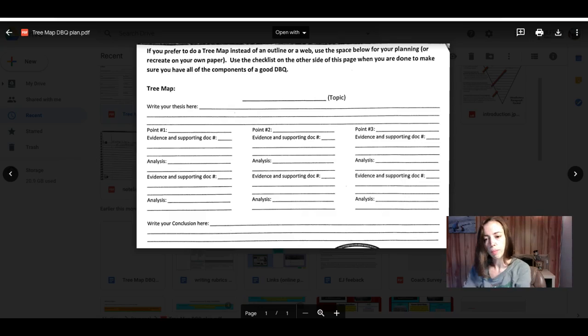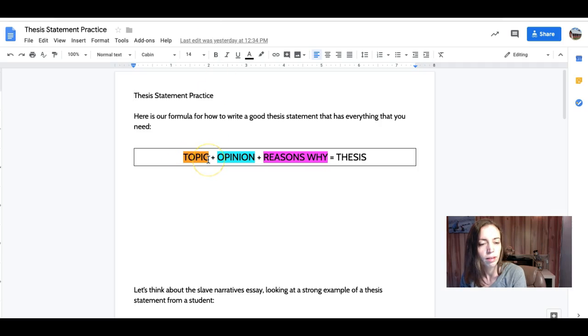Okay, so for the tree map, one of my students in first period actually went ahead and did this the other day, and she said it was quite helpful for reasoning, which is awesome. I'm so glad. But here's where you put your topic, right? And our topic is the Confederate monuments. You would go ahead and write your thesis here. You can follow that formula that we have. And if you remember, the formula is topic plus opinion or assertion, either one, same difference, plus reasons why equals your thesis. Okay, and I go over that in the thesis statement practice video if you're interested in that.